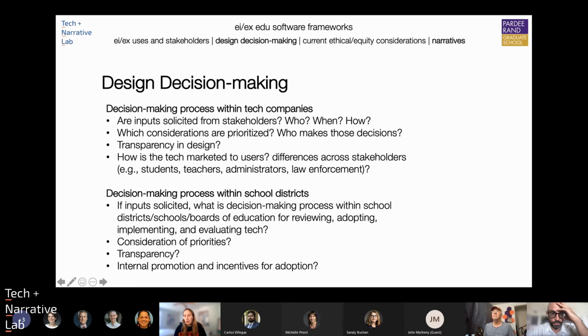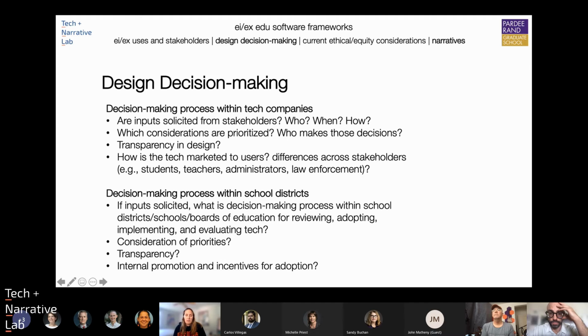So some of the questions we thought about for within tech companies for consideration: are they soliciting inputs from stakeholders? Which stakeholders, where in their process or when do they solicit that information, and how they solicit it and how it might be used? Which considerations are prioritized? So are they more interested in hearing from, say, school districts or boards, the ones that make final decisions about adoption? How involved are teachers, for example, or even student or parent voices? And again, who makes those decisions for prioritization of input?